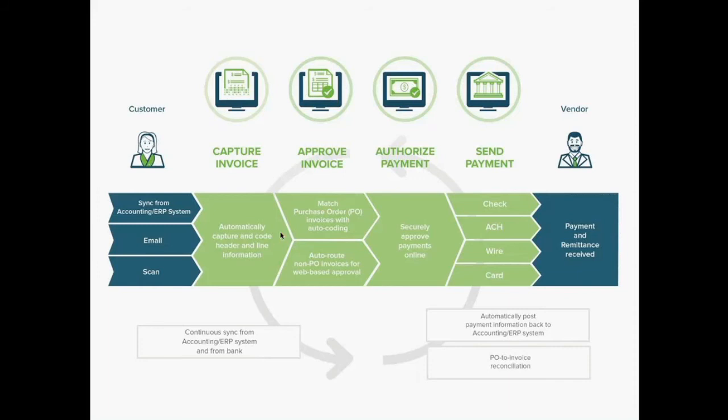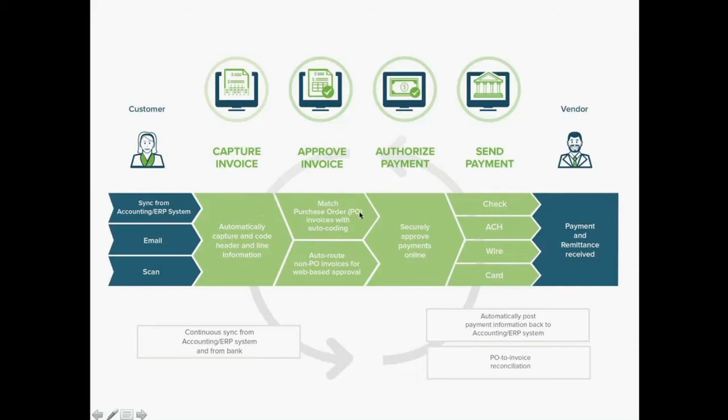Then from there, if it's a PO-based invoice, right off the bat you're using the PO matching process, versus if it's a non-PO-based invoice, then you're following normal workflows and getting approvals that way. But it's all going through one central process.